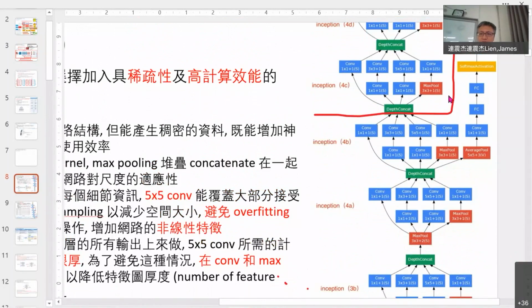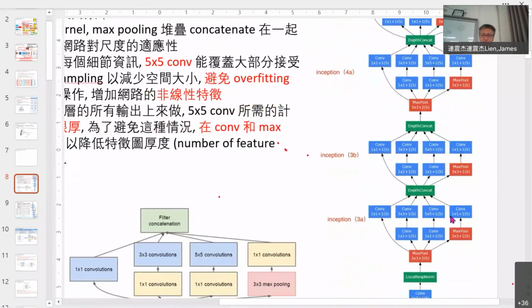So this is one big block, and GoogleNet has 3 big blocks in total. For training, they train this one first. After they train this one, they get a classification result. Then they fix all the parameters, and then they copy this one to the second connection here.